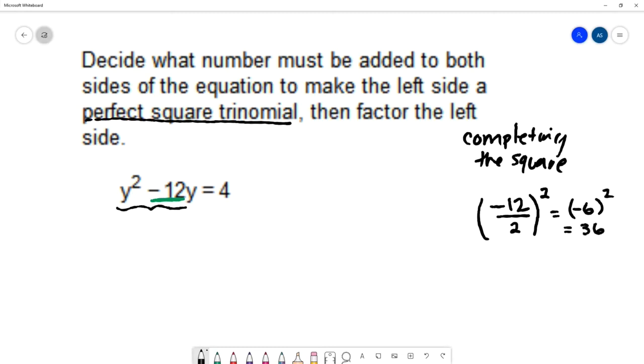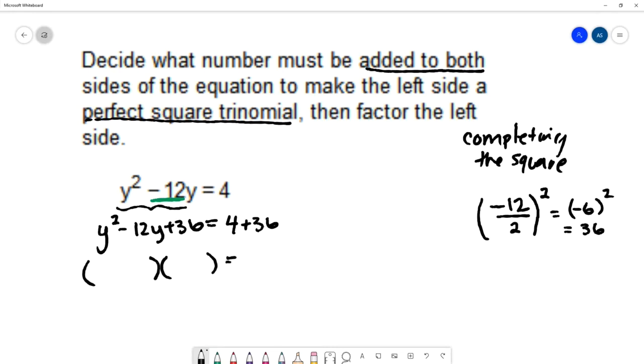This is our magic number. This is the number that we want to add to both sides of the equation. We're going to add 36 to the left, and so that the equation stays balanced, we're going to add 36 to the right. Then on the left-hand side, you've now created this perfect square trinomial. And we can factor it, and it's going to factor in a special way.